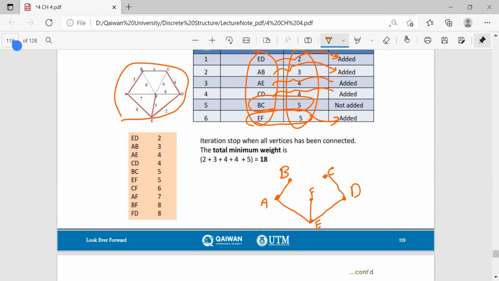So how about its weight? The weight of the spanning tree: this one is 3, this one is 4, this one is 2, this one is 5, and this one is 4. The weight of this minimum spanning tree is 3 plus 4 is 7, plus 5 is 12, plus 2 is 14, plus 4 is 18. So the total minimum weight is 18.